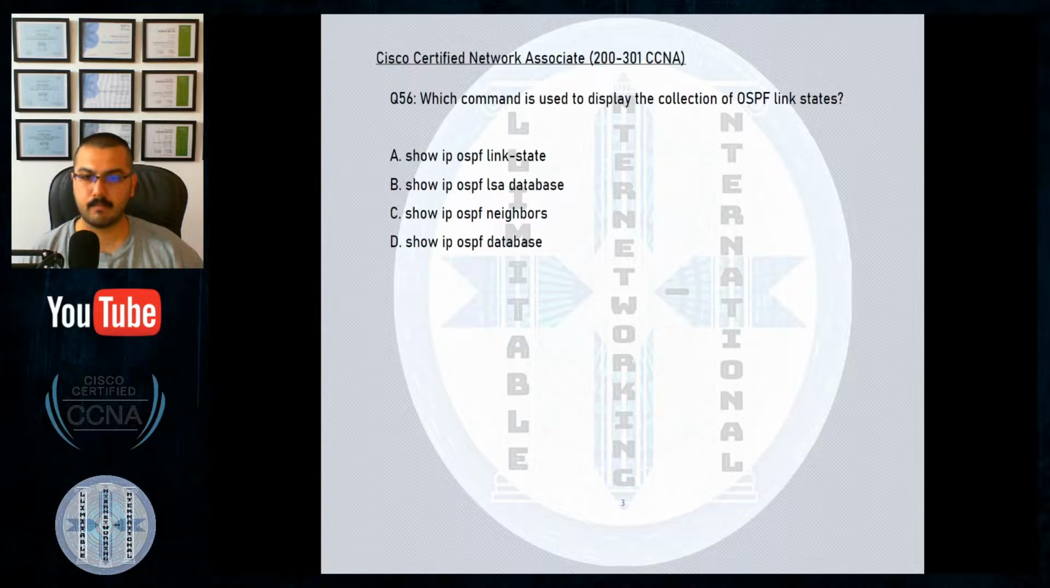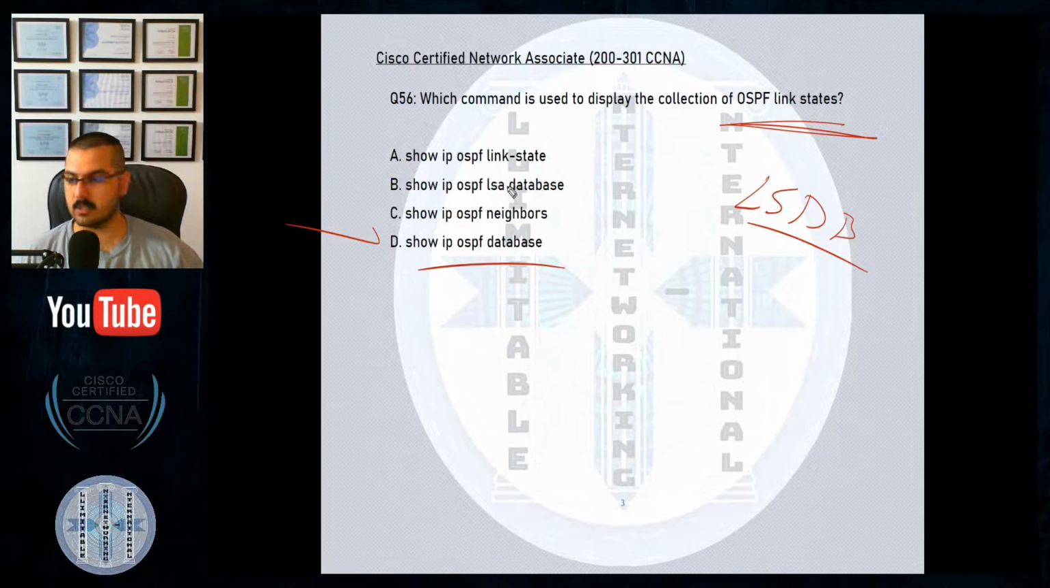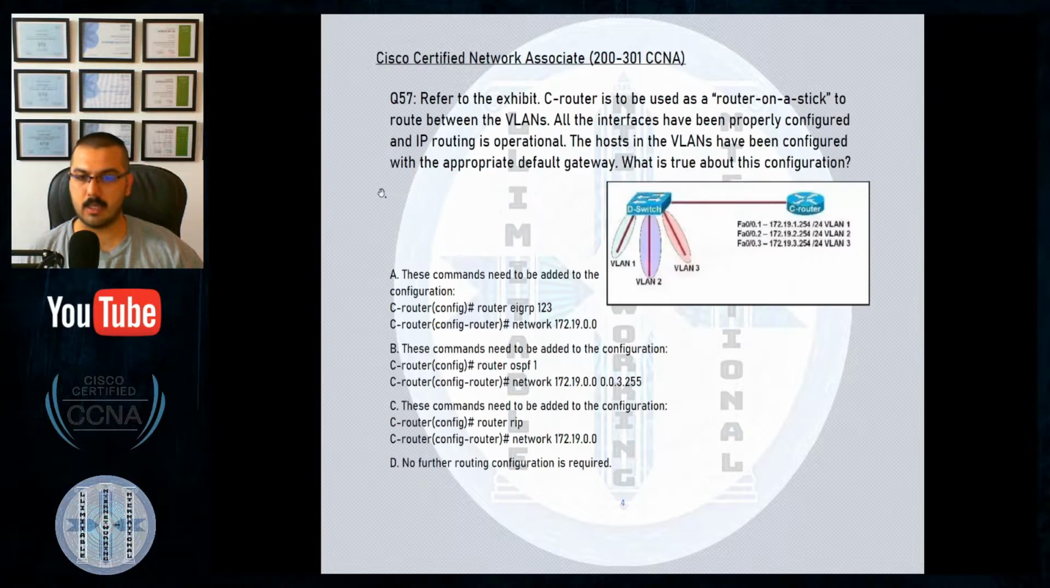Definitely correct. 56. Which command is used to display the collection of OSPF link states? Where OSPF saves its LSAs in an LS database. We have talked a lot about that in chapter 3. So show ip ospf database, this one will show you all the collection of LSAs stored inside one single database, and those databases are of one area only.